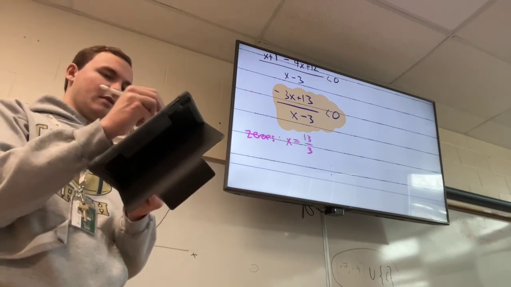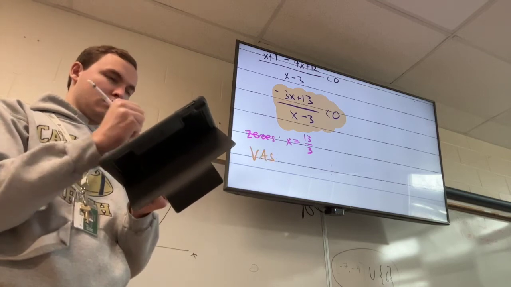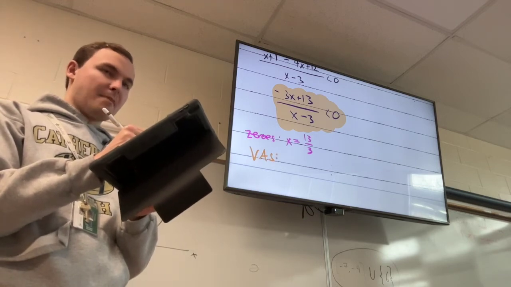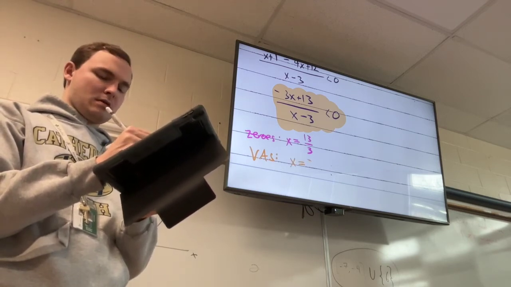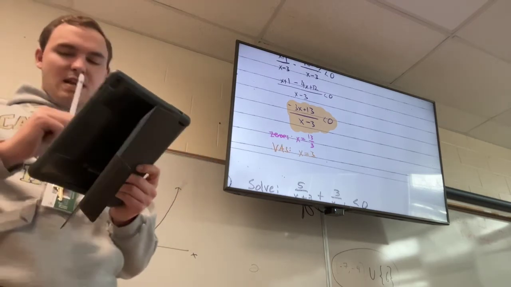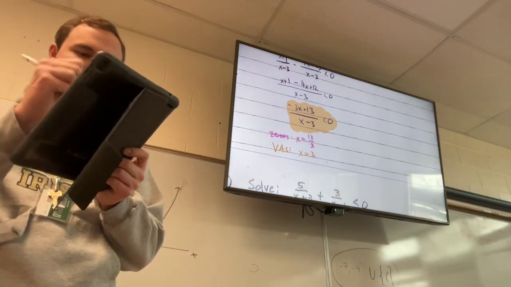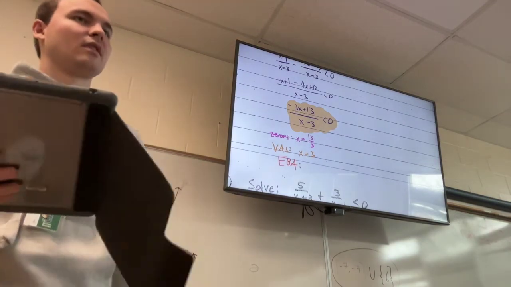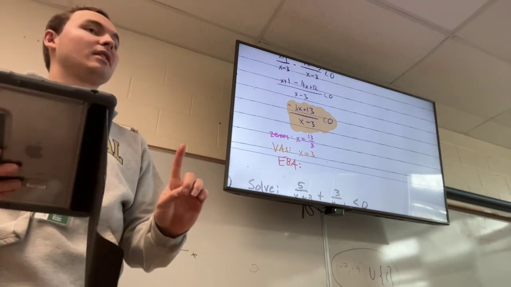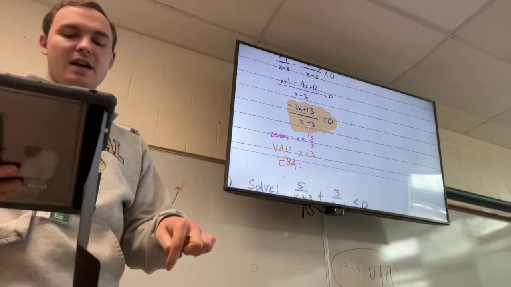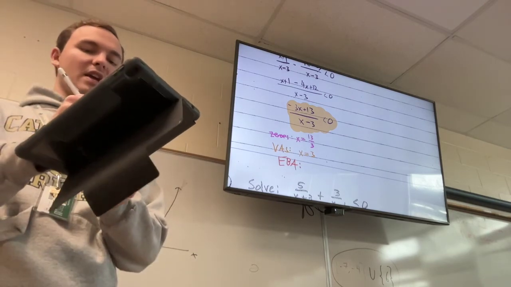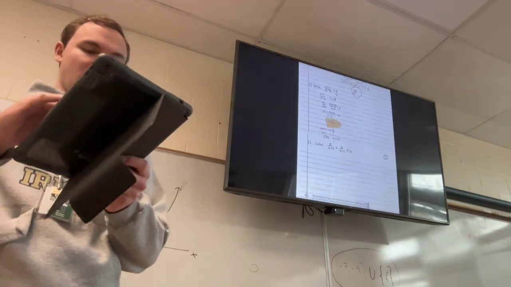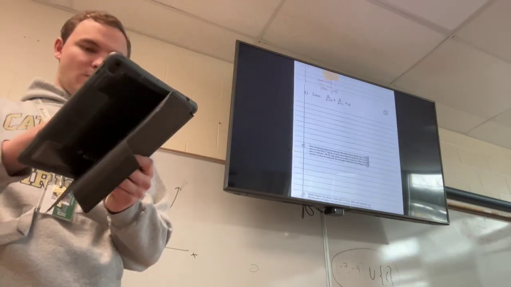Where are my vertical asymptotes? Positive 3, right? What's my EBA? This is good practice anyway. What's my end behavior asymptote, Colleen? The degree of the top and the degree of the bottom are both 1. So my EBA is y equals 0.